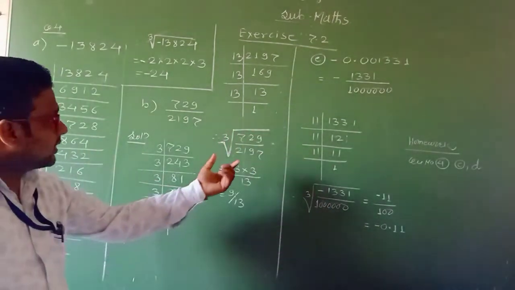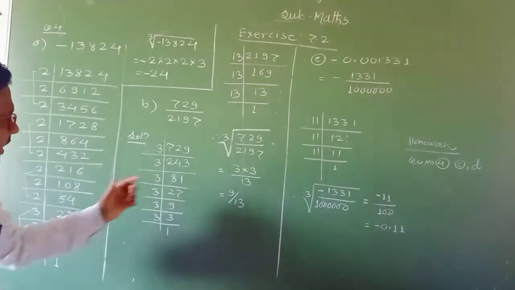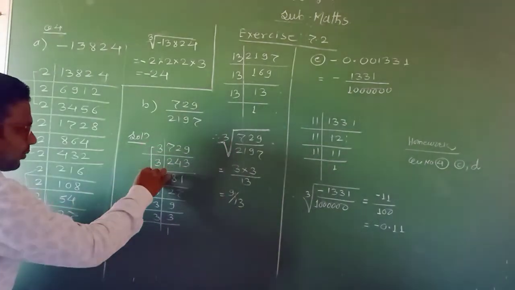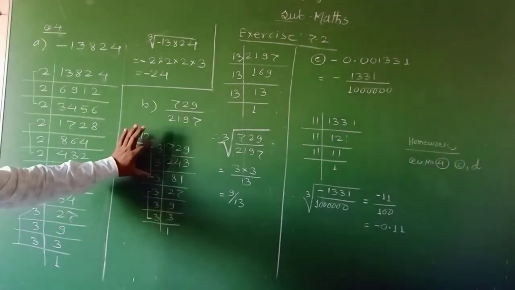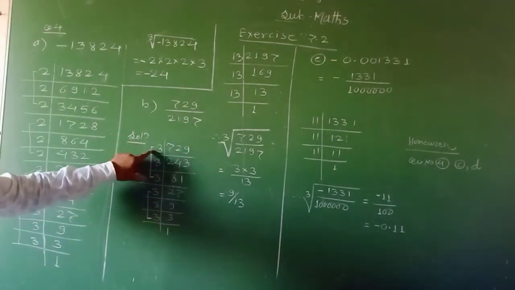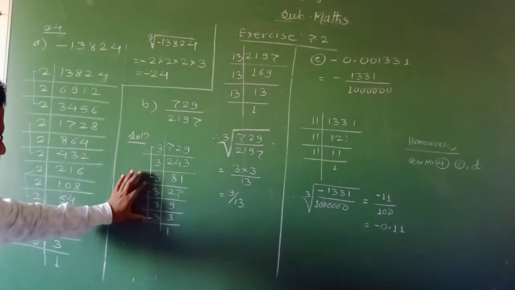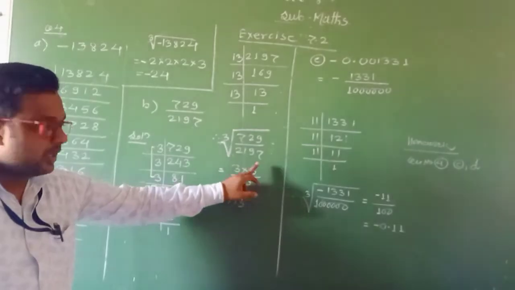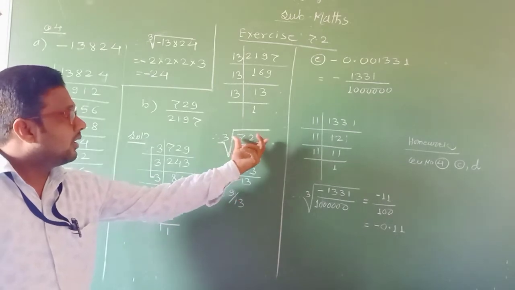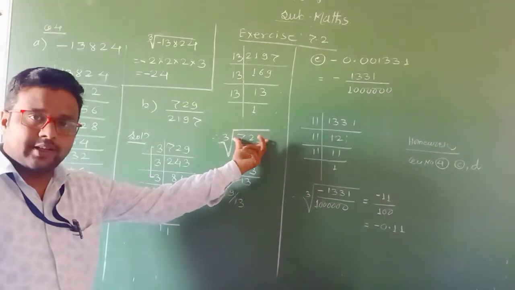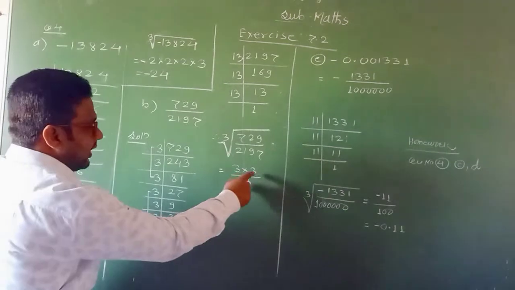Okay. Now 729. From their factors, here we make the group of 3 factors. From this group, here we take one number, that is 3, and from this group, here we take one number, that is 3. Product of these two numbers gives the cube root of 729. Clear? Therefore 3 into 3, this is 9.